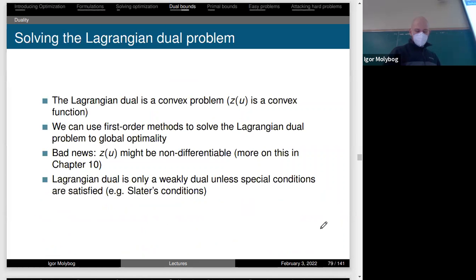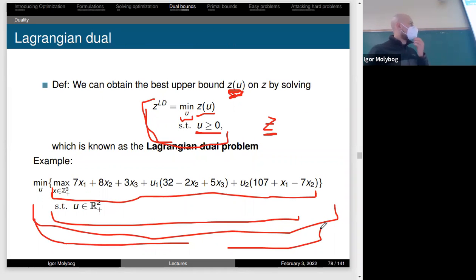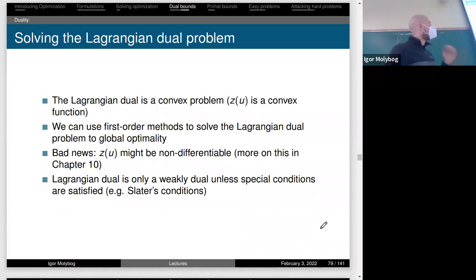There are a few interesting properties of the Lagrangian dual that are concerned mainly with its solution. So the Lagrangian dual is a convex problem, saying that ZU is in fact a convex function, and U greater than or equal to 0 is obviously a convex set. Therefore, the Lagrangian dual is a convex problem, which implies that we can use first order methods to solve it, meaning that there are plenty of heuristics that would theoretically allow us to reach the global optimum. If we solve the Lagrangian dual to local optimality, then it would result in the global optimality of this problem. And the problem of local optimality is normally not too difficult.